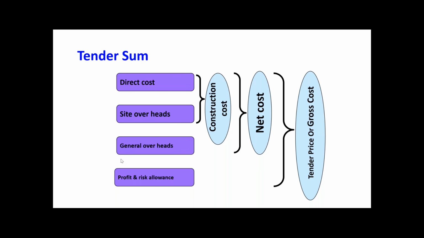Very good. That is profit. Right answer is profit, and we can say risk allowance. That is included together. So that is a clear idea. Now you have what is a tender sum.